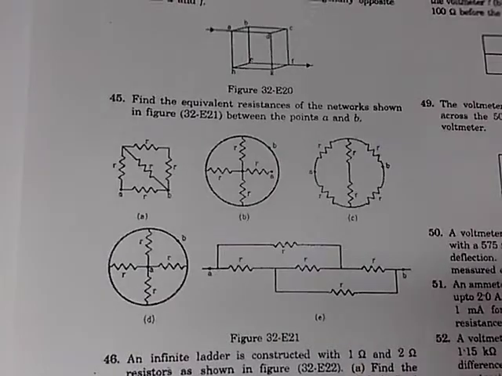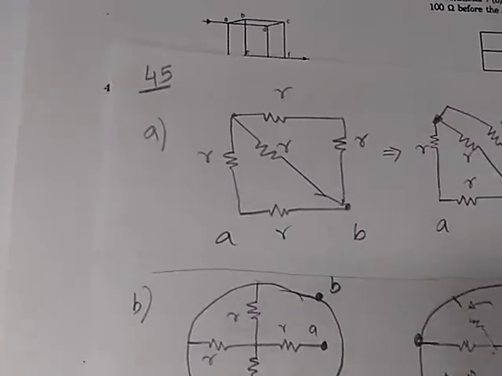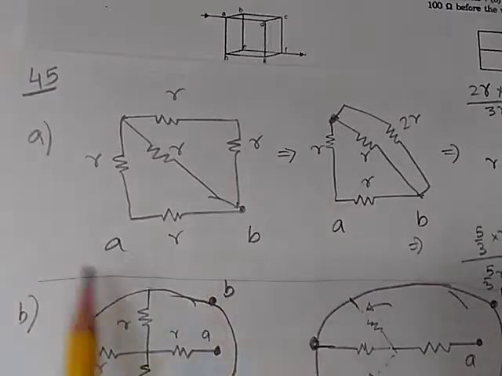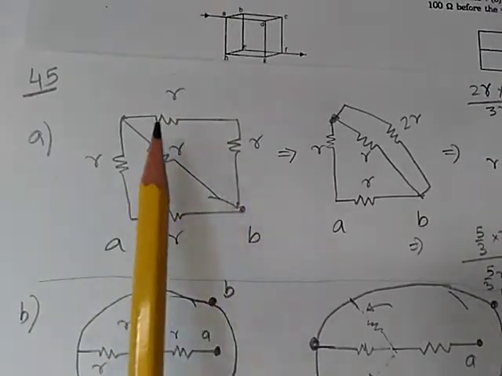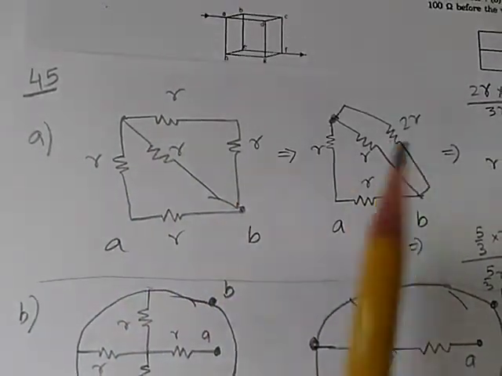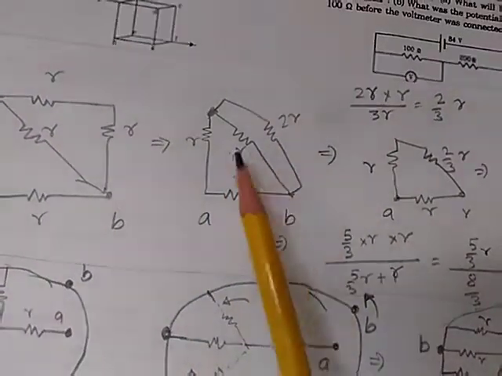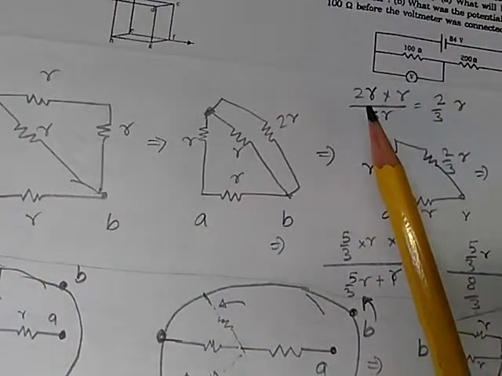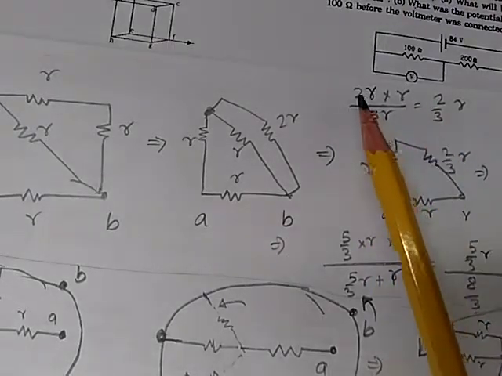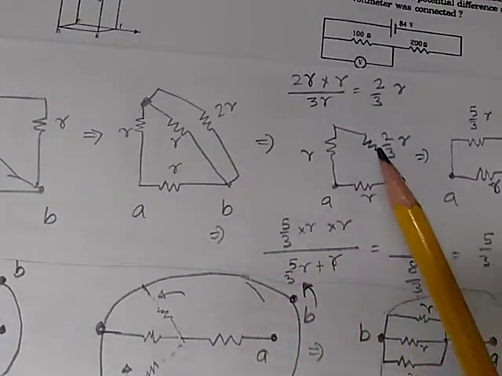So let's start with the simpler one, the first one, where we need to find the equivalent resistance between point A and point B. We see that these two resistors are in series, so R plus R becomes 2R. Now this 2R and this resistor R are in parallel. So the equivalent resistance will be 2R into R divided by 2R plus R, 3R. This will be 2 by 3R.